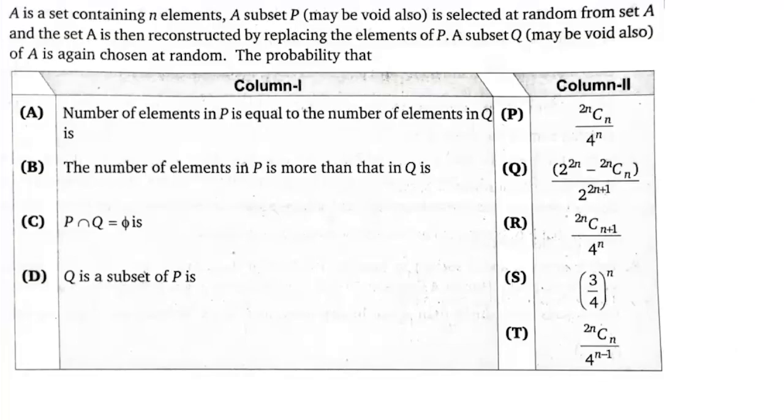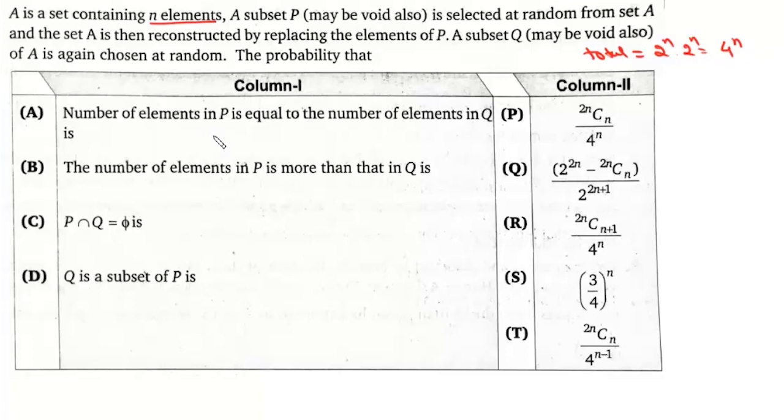Now here the question is, A is a set containing n elements. A subset P is selected at random from set A, and set A is then reconstructed by replacing the elements. A subset Q is also chosen, may be void also. The probability that the number of elements in P is equal to the number of elements in Q. Now the total number of ways of choosing P and Q will be, for P we have 2 choices for each element, so there will be 2 into 2 into 2 n times, and for Q also it will be 2 into 2 into 2 n times. So the total number of ways of choosing P and Q will be 4 to the power n.